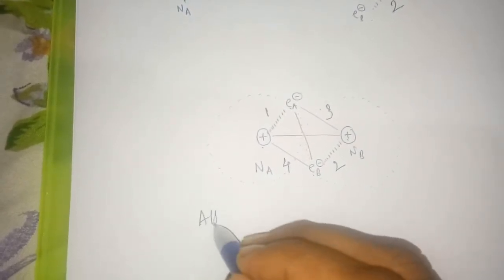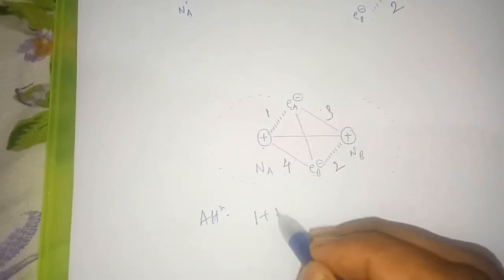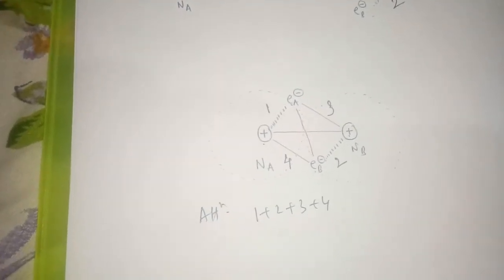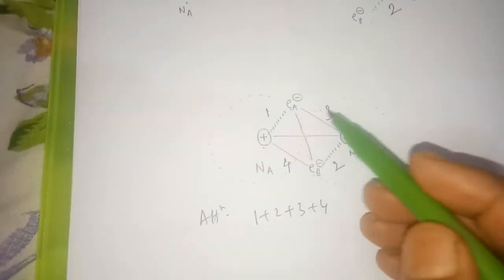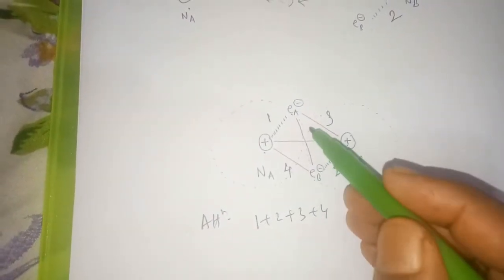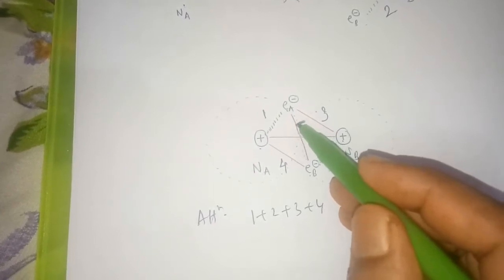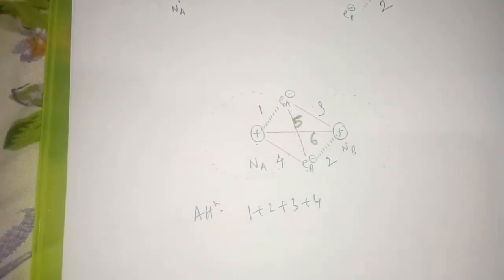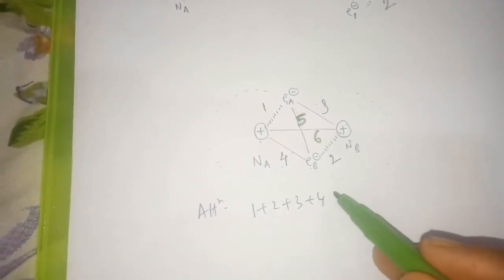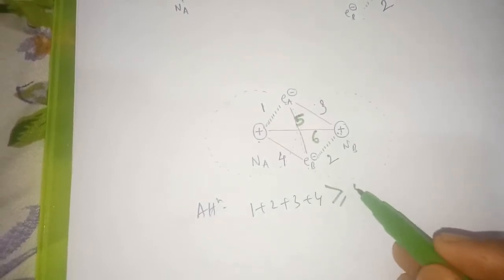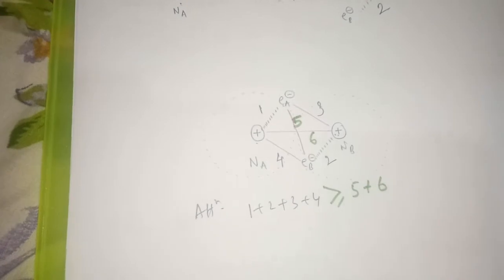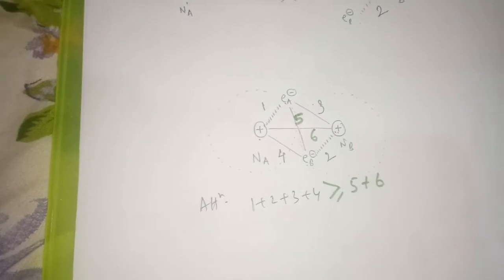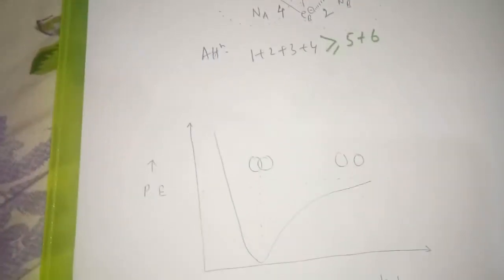So these are your attraction forces, 1 plus 2 plus 3 plus 4, and these two are repulsive forces. This is between the electrons of the two atoms, the repulsive force number 5, and this is between the nuclei, repulsive force number 6. So when the net attraction force is greater than or equal to the net repulsion force, then bonding occurs. For that we have drawn a potential energy curve like that.